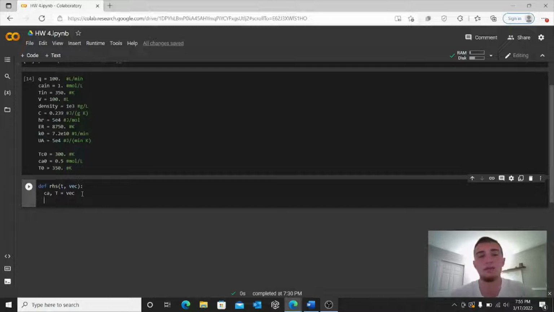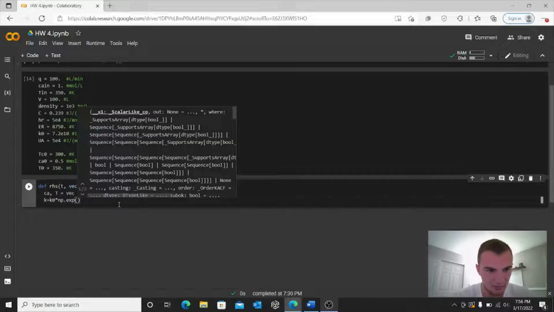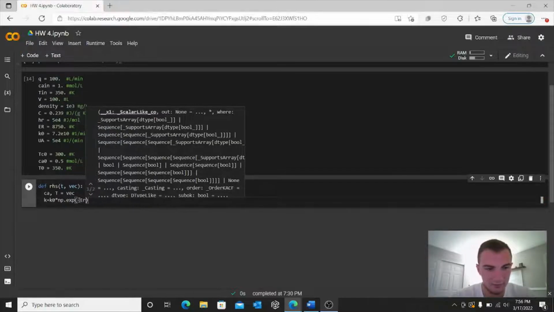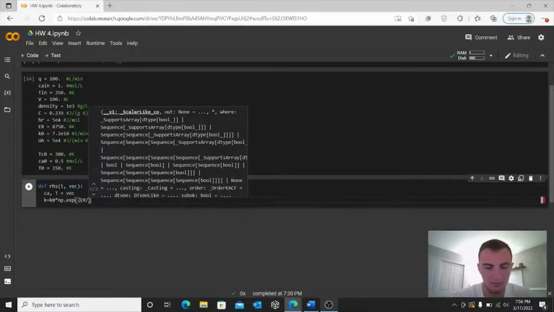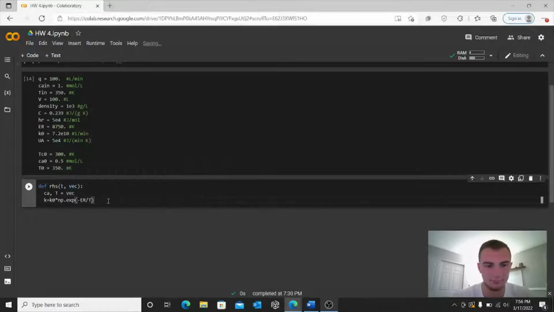Next, like I mentioned before, we need to solve the Arrhenius equation for K, since that is needed in our right-hand side expressions, so we can do that here. K is equal to K naught times the exponential of negative E divided by R, which is this term here, and that is divided by the temperature. So we'll have np.exp, and we'll have negative ER, capital R, divided by the temperature, T.